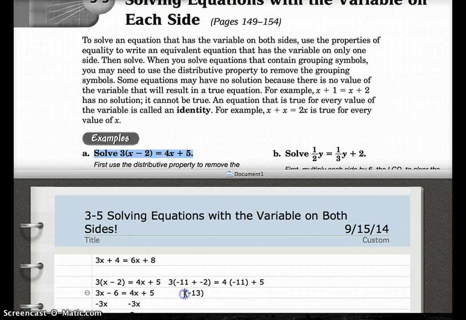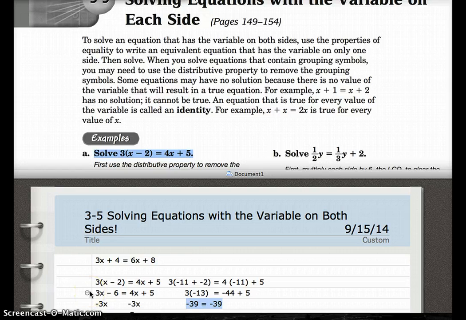And then we still have that 3 on the outside, don't forget. And then we have equals 4 times negative 11. Well, 4 times negative 11 is negative 44 plus 5. And negative 13 times 3 is negative 39. And we keep our equal sign, and negative 44 plus 5 is also negative 39. So at the end of your equations, when you have variables on both sides, these two numbers should always equal each other. Okay? So go ahead and let that sink in for a little bit.